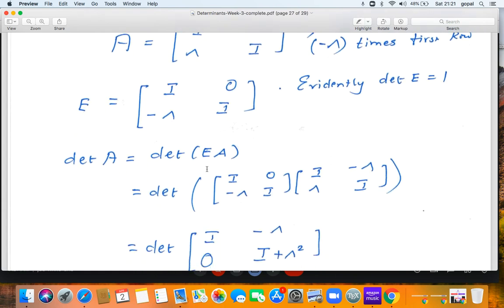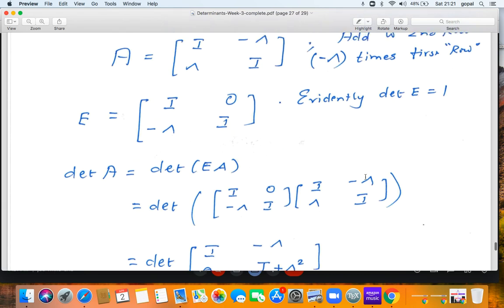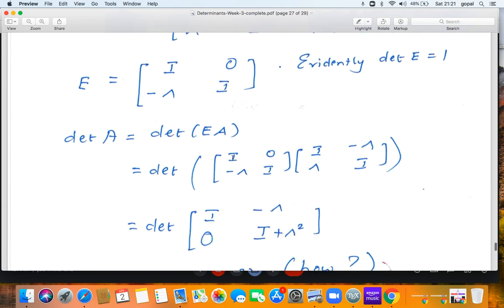Let us multiply E and A. So what is EA? E is I, 0, minus lambda I, I. And what is A? A is I, minus lambda I, lambda I, I. Let us apply the rule for block multiplication. You're going to get I times I plus 0 times lambda. That will be the first entry. The second entry will be minus lambda plus 0. That's how you see a minus lambda there. The 2 1 block will be minus lambda I plus I lambda, that is 0. And the 2 2 block will be lambda squared plus I. Okay, that is exactly what you're going to get.